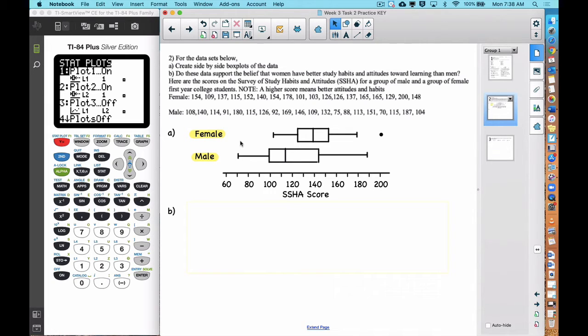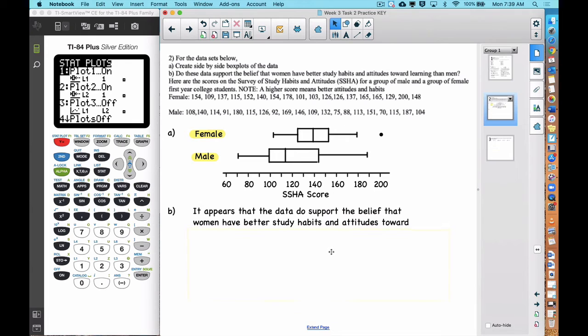Now, this one didn't ask you to write any comparisons or anything like that. They just said, do these data support the belief that women have better study habits and attitudes toward learning than men? And then they explain that on this SSHA, a higher score means better attitude. So when we compare these, there's several different ways you could phrase this. It does seem like this box plot is generally shifted higher than the male one. Now, because this outlier is here, this value is less than that one, but the true max is higher than the max. So I said it appears the data do support the belief that women have better study habits and attitudes toward learning than men.